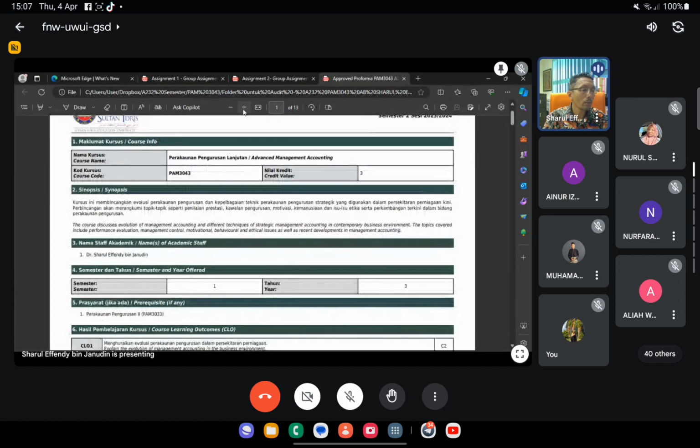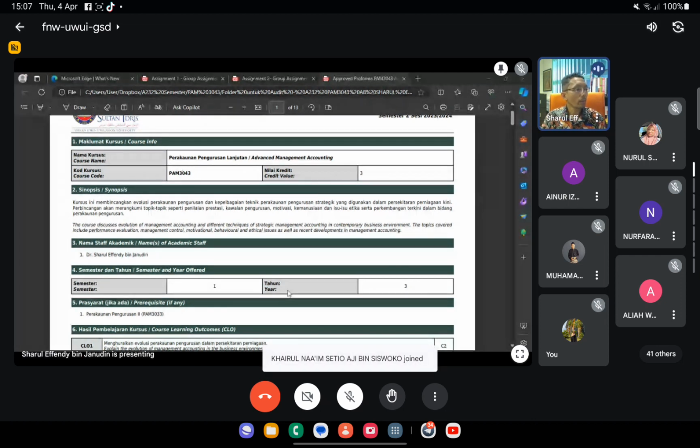And if you look at these techniques, many techniques will be discussed, and it involves strategic management accounting. Strategic management accounting means how we use accounting tools to make sure our company can survive, and how we use management accounting tools as well as management accounting data in order to make sure our company can survive in the market. That is strategic management accounting.